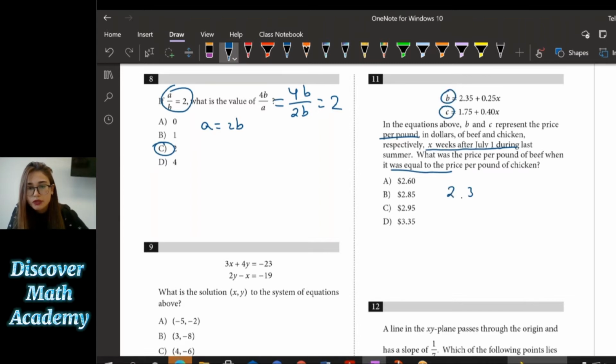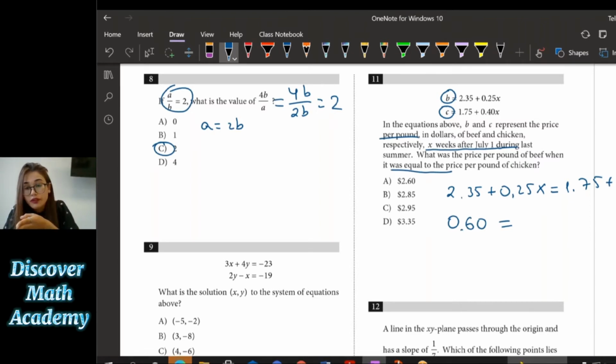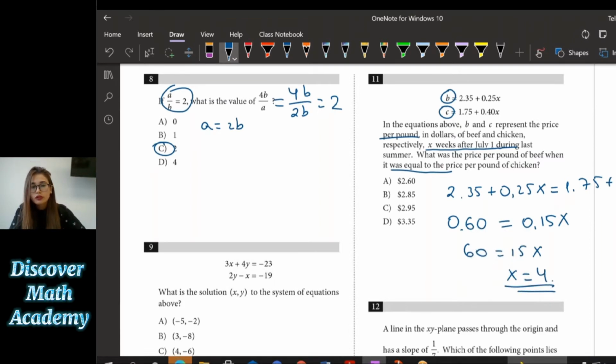Let's make them equal: 2.35 plus 0.25x is equal to 1.75 plus 0.40x. So let's subtract. It's going to be 0.60 is equal to 0.40x minus 0.25x, 0.15x. So multiply both sides by 100. 60 is equal to 15x. x is going to be what? 4. Okay, x is 4.